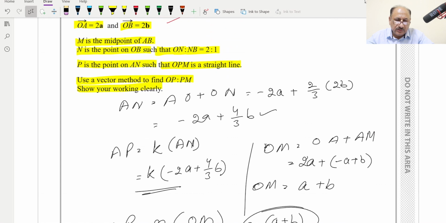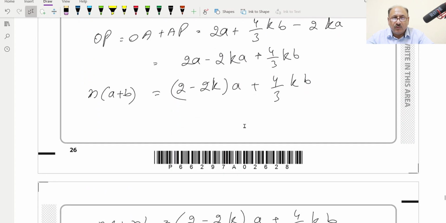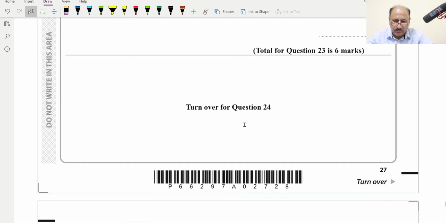So this is basically the ratio. Use the vector method to find OP ratio PM. So it is 4 ratio 5. So this is done. Next question.